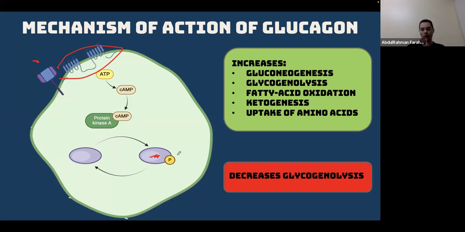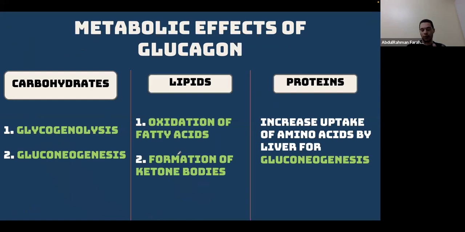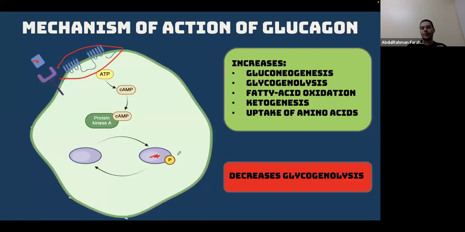There will be fatty acid oxidation, ketogenesis, uptake of amino acids. So essentially everything we already mentioned here. And in addition, there will be decreased glycogen synthesis. Oh, this is wrong. It shouldn't say decreased glycogenolysis, it should be glycogen synthesis. Yeah, so there would be decreased glycogen synthesis, not loss. Okay.